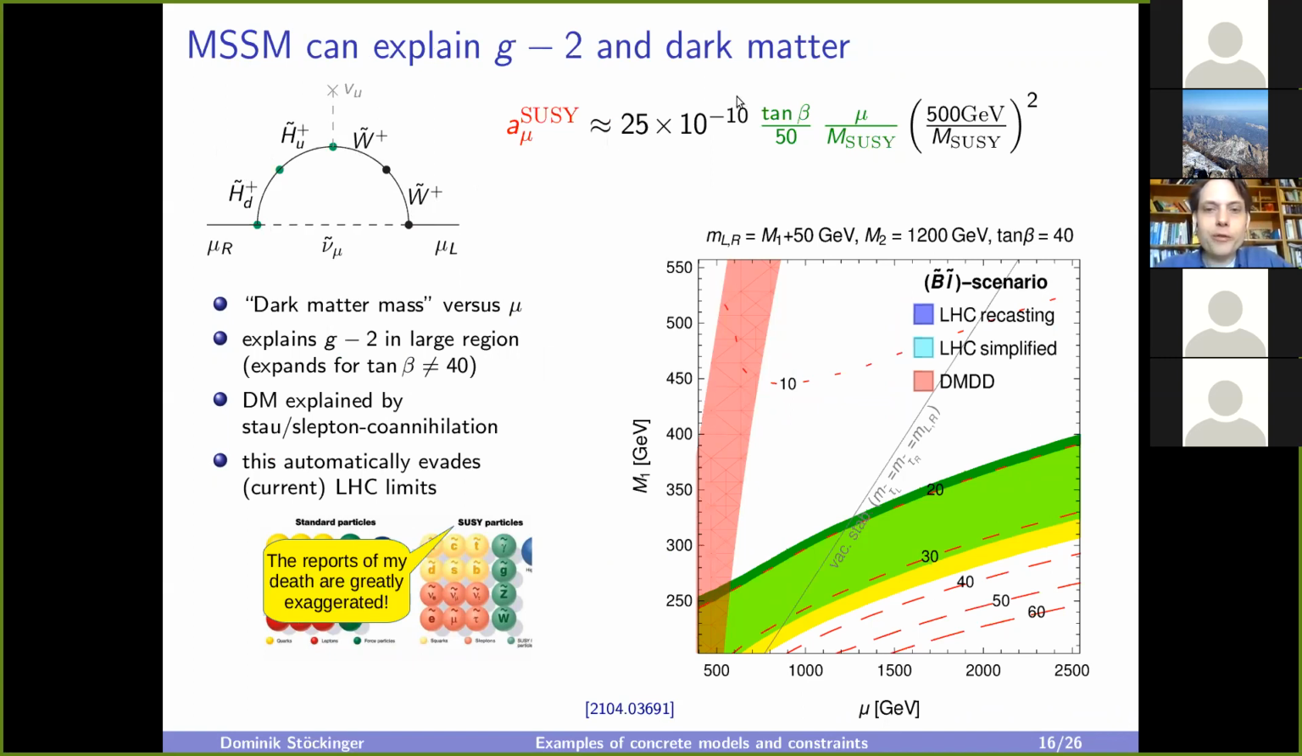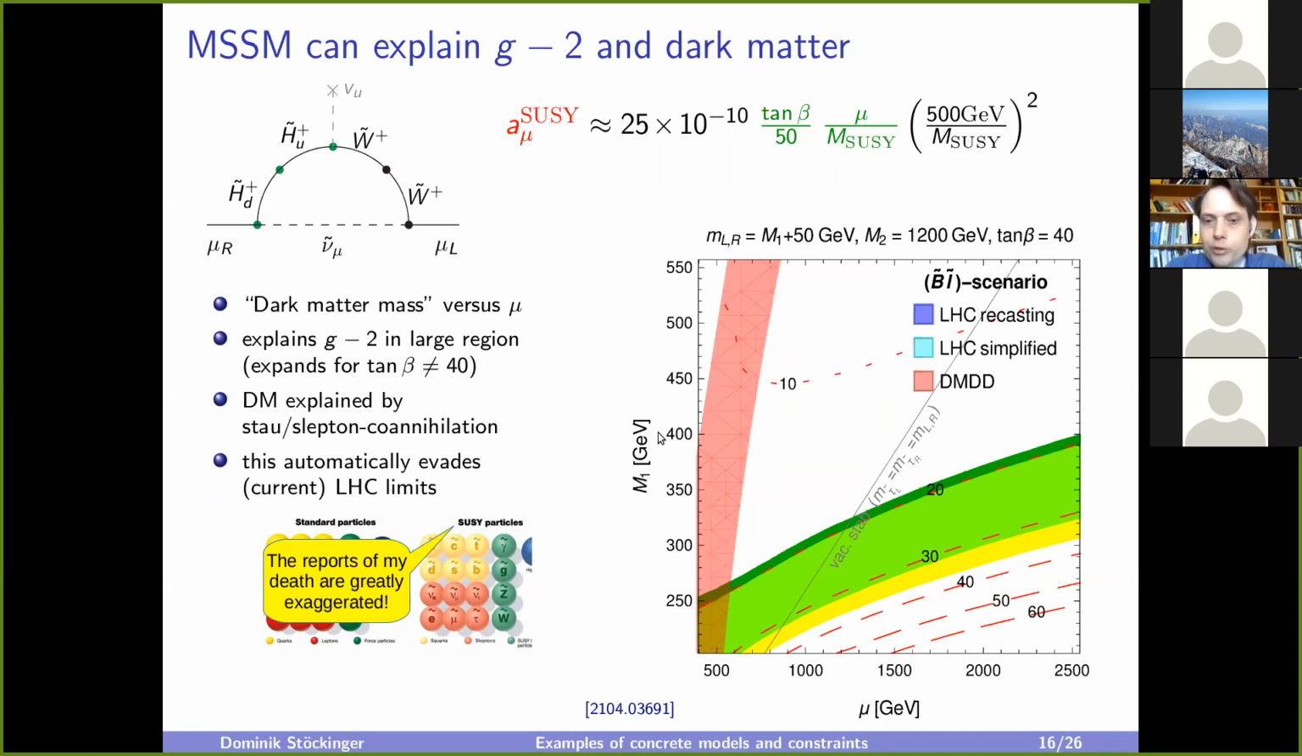You get 25 times 10 to the minus 10, which is the deviation that we need to explain, times tan beta over 50, mu over other SUSY masses, and 500 over m_SUSY squared. So that means if all the SUSY masses are 500 and tan beta is 50, then you perfectly explain the deviation, which means this well-known fact that supersymmetry fits very well to this number. However, the question is whether it is still viable or not.